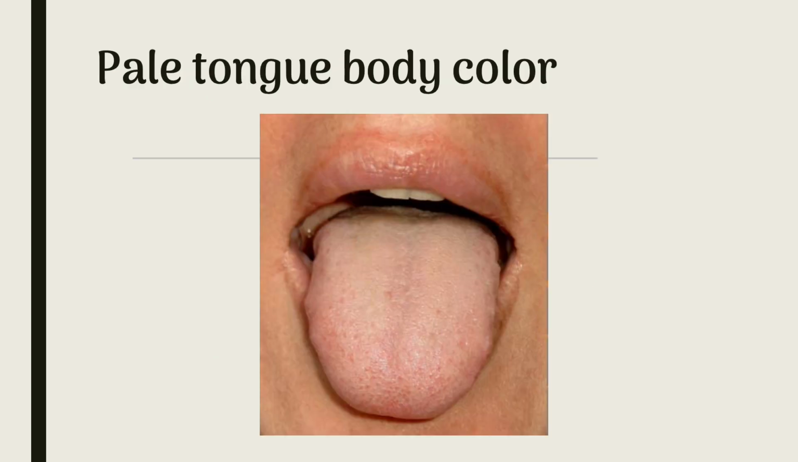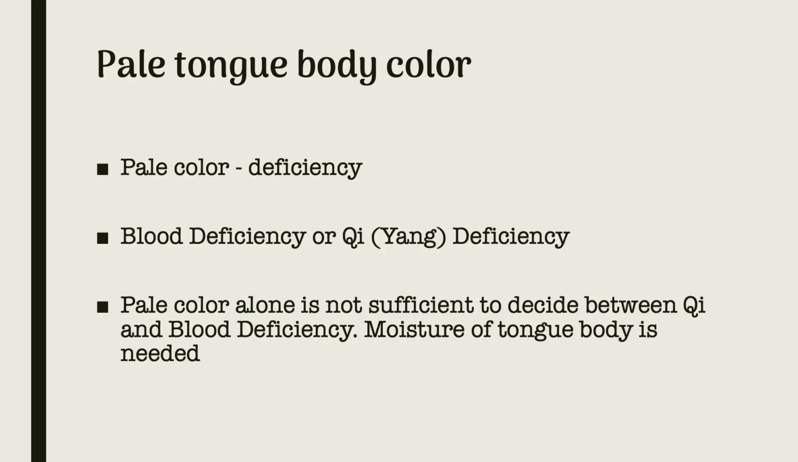A pale tongue body color is lighter than the normal tongue. The paleness varies between light and clear. The paler the color, the bigger is the disorder. The pale color indicates a condition of deficiency. Depending on the nature, it is either blood deficiency or qi or yang deficiency. The pale color alone is not sufficient to decide between qi and blood deficiency. Additionally, the moisture of the tongue body is needed.